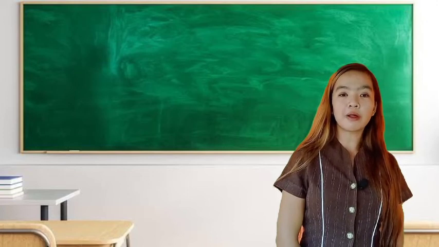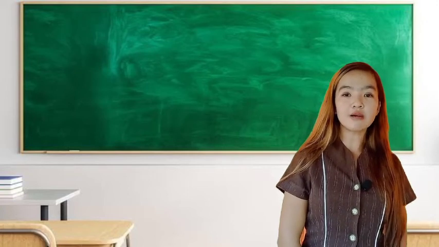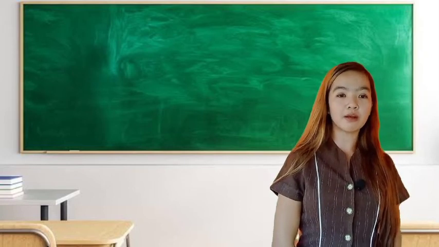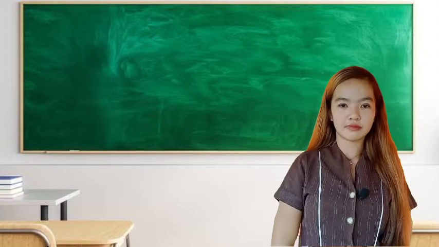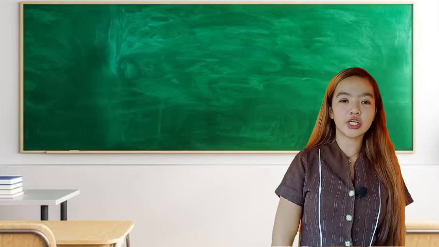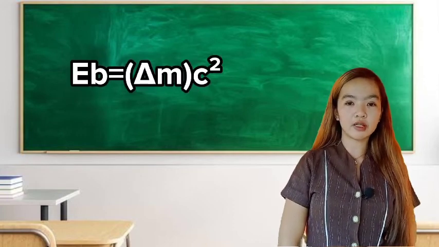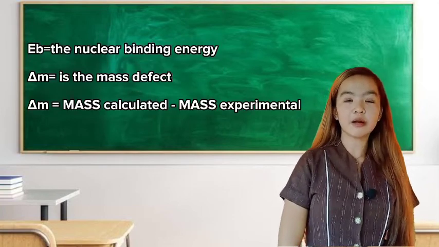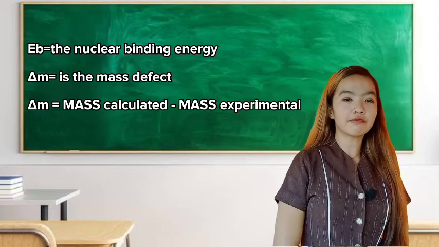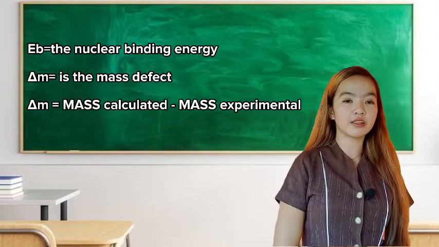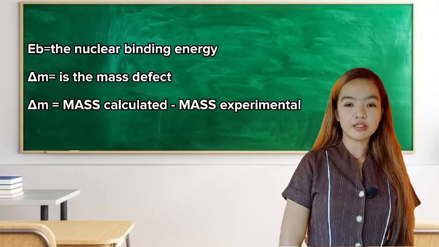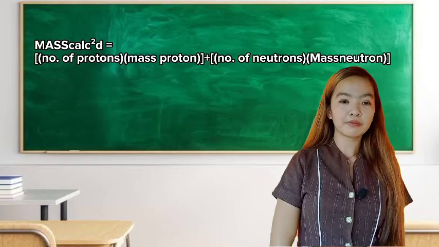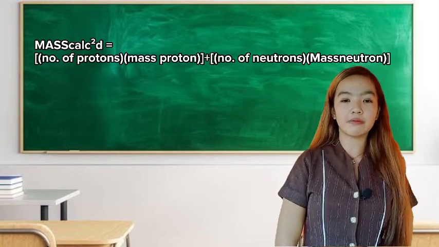So, we can replace the E of Einstein by E sub b, being the nuclear binding energy. And we replace the mass by the mass defect, and we have the c squared. So the nuclear binding energy can be expressed as E sub b equals the mass defect times the square of the speed of light, where E sub b is the nuclear binding energy and delta m is the mass defect. The mass defect can be computed by taking the difference between the mass calculated minus the mass experimental, where the mass calculated is the theoretical mass of the nucleus.